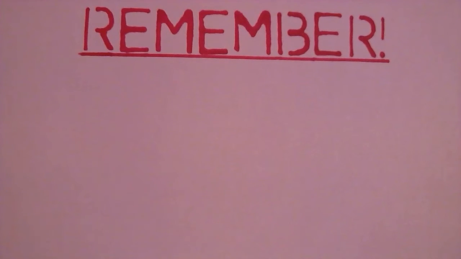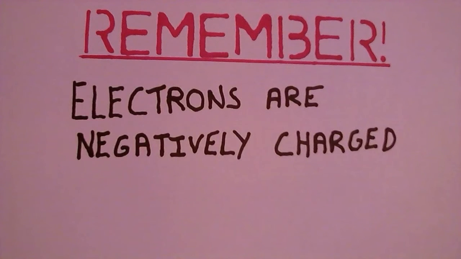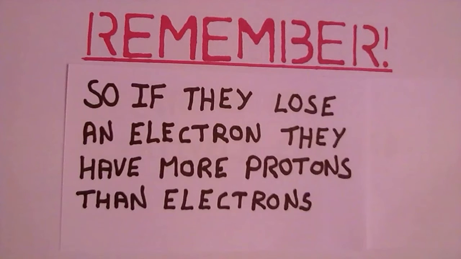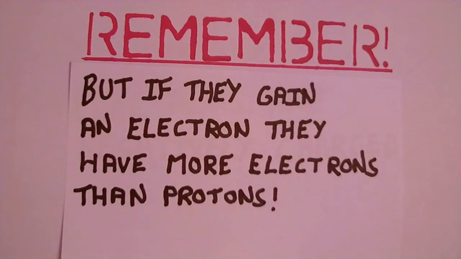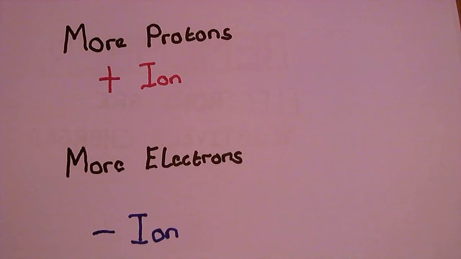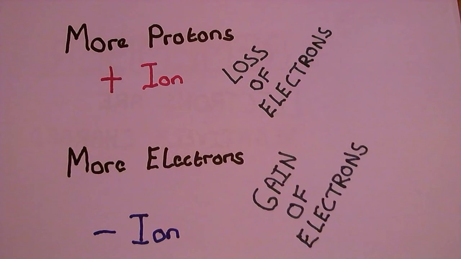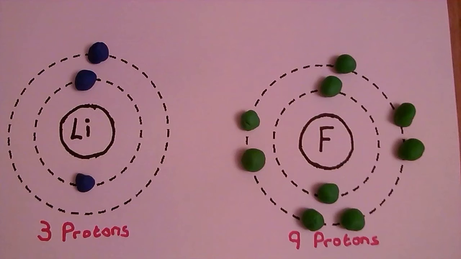But remember, electrons are negatively charged. Atoms usually have equal numbers of protons and electrons, so they don't have an overall charge. So if they lose an electron, they have more protons than electrons and become positive. But if they gain an electron, they have more electrons than protons and become negative. So more protons makes a positive ion, more electrons makes a negative ion.